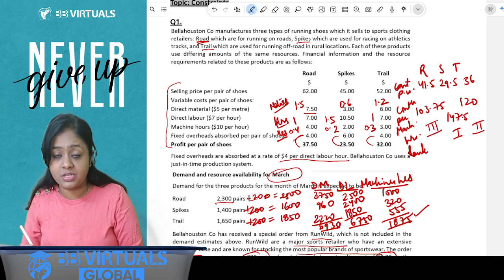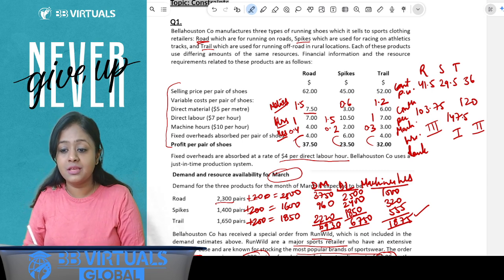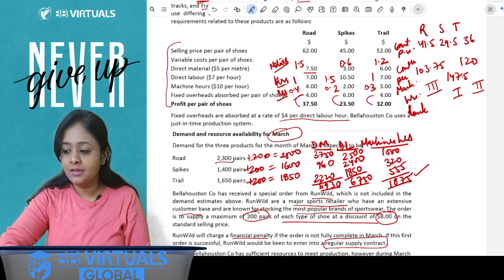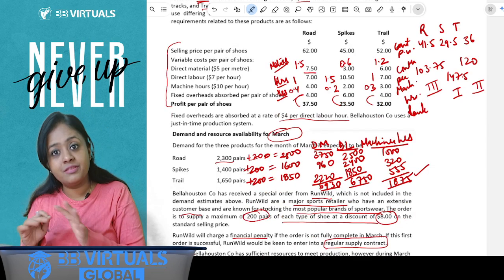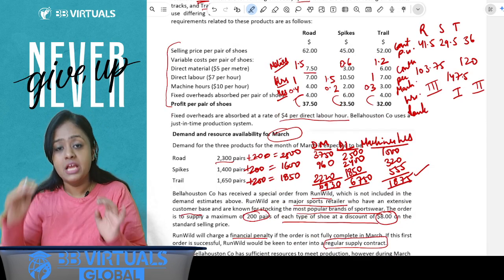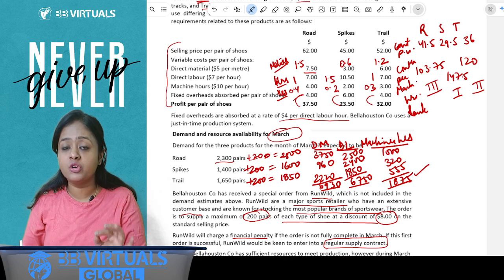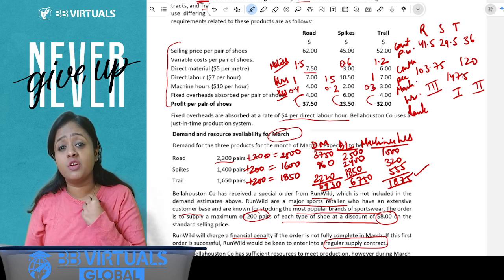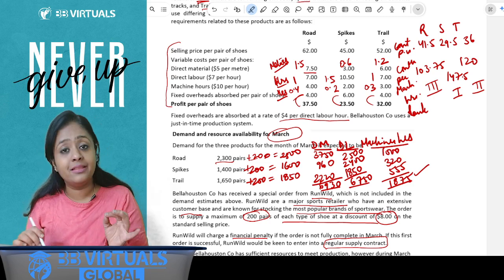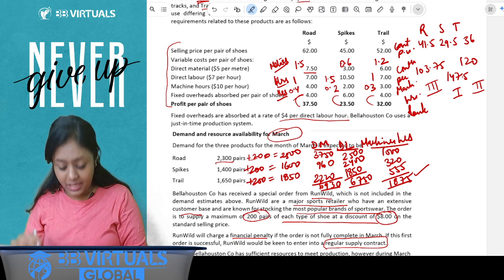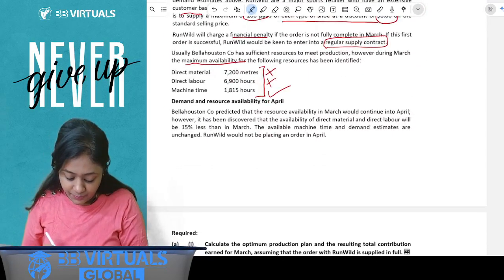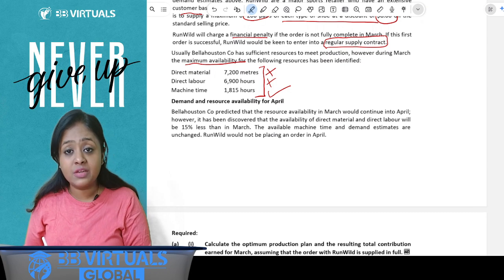Because we have restricted hours, we don't have fully available hours. Clear? So now we are done with the ranking part as well, right? Now we have clarity that if we have to maximize contribution, the first focus should be on the manufacturing of spike, then trail, and then the road. Okay, now let's move further in the question. Demand and resource availability for the month of April.